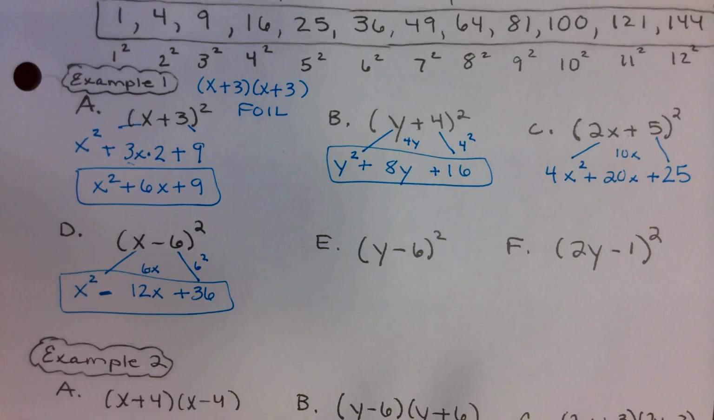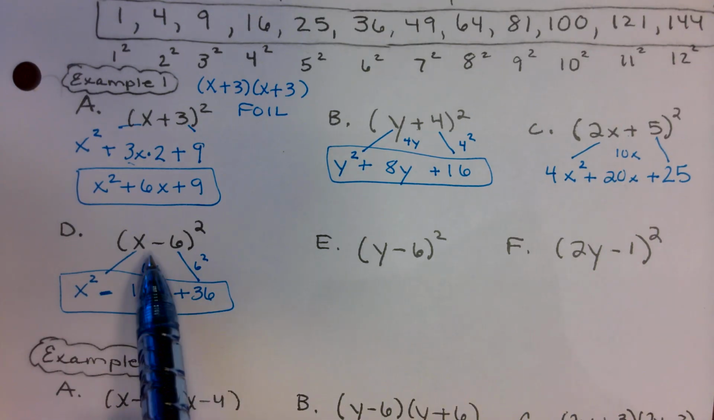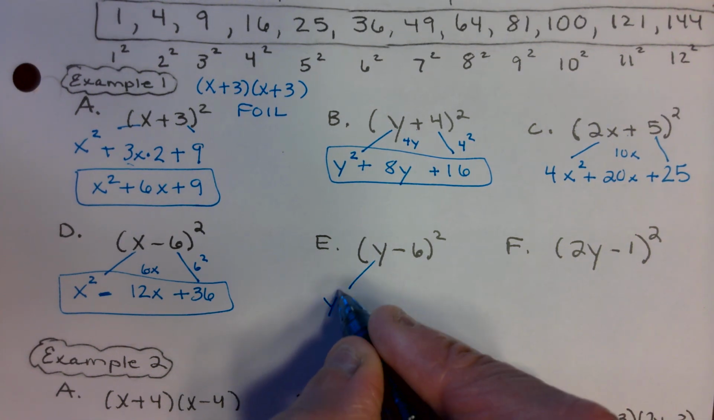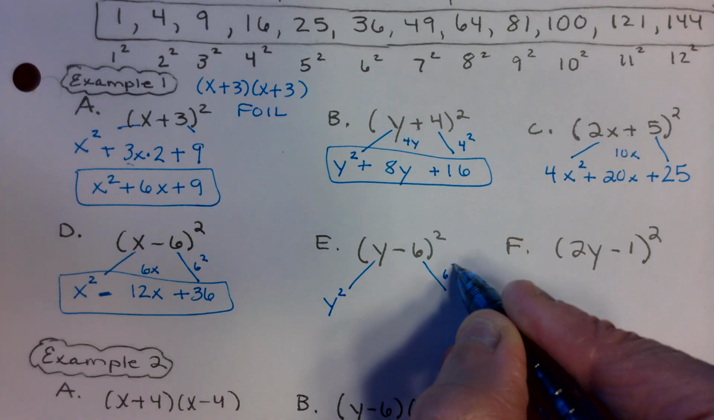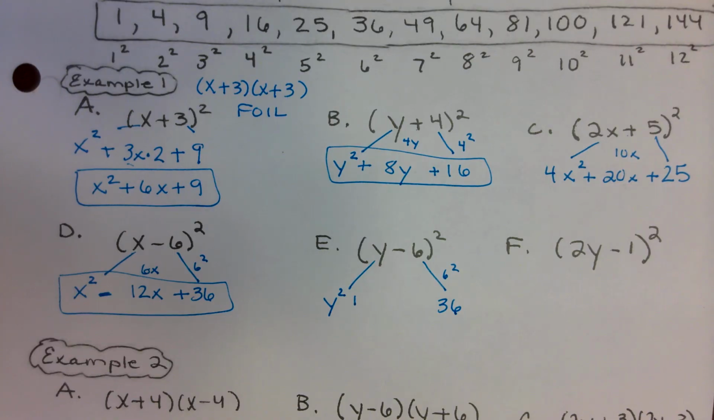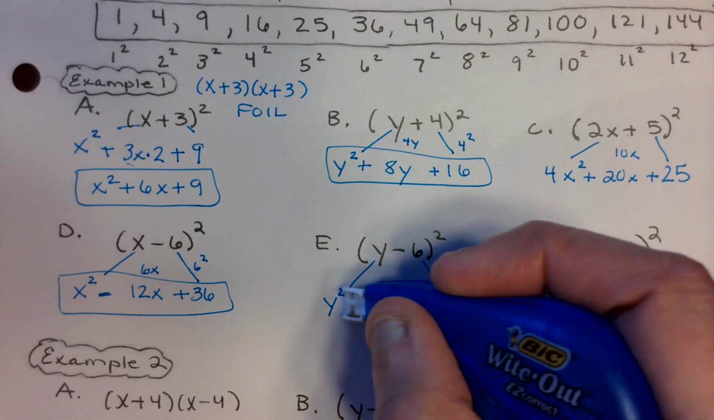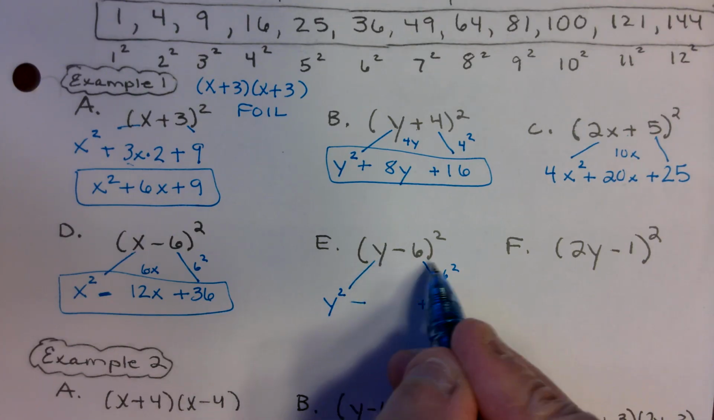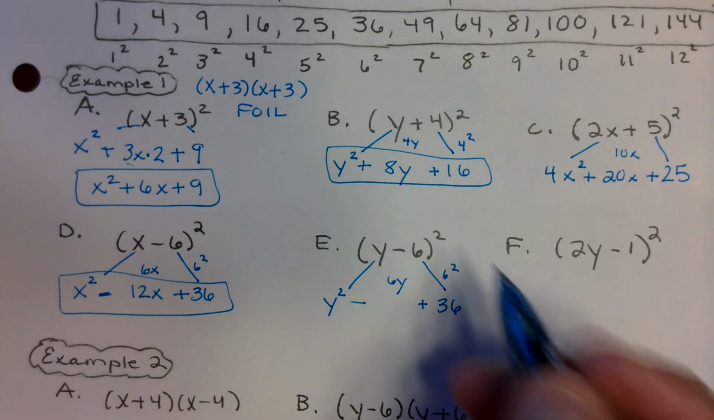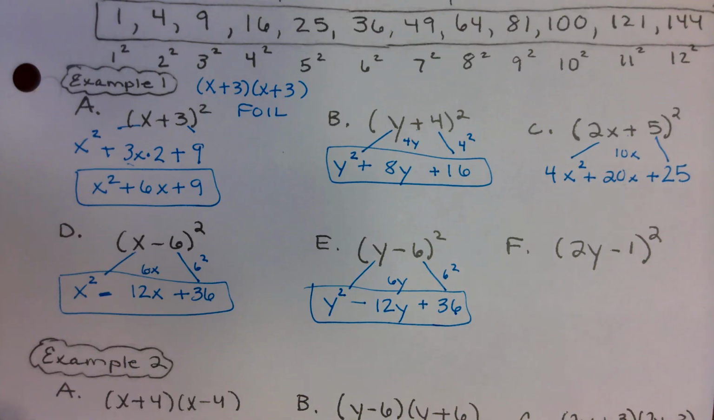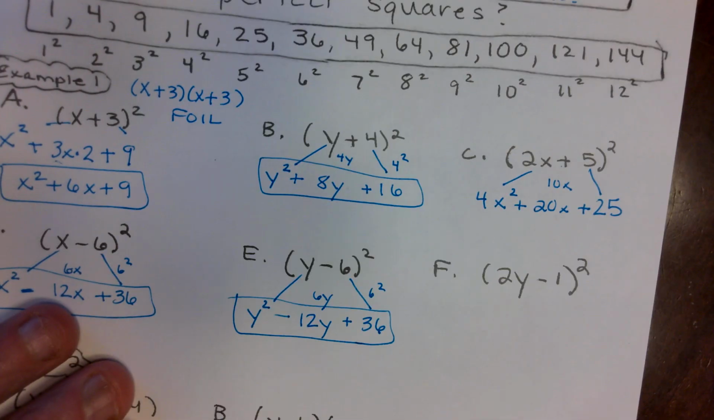How about this one? Y minus 6 squared. Oh, well, that looks pretty darn close, doesn't it? So that's going to be y to the second. 6 to the second. It's a subtraction. So, oopsie, I screwed that up there. So a minus and a plus, and then we multiply them, 6y in this case instead of x, and double it, 12y. All right, try the next one.